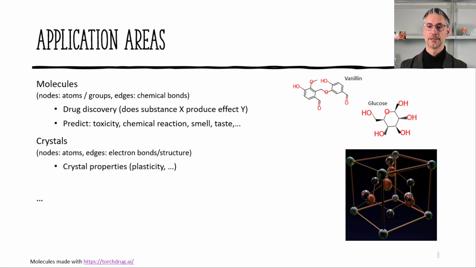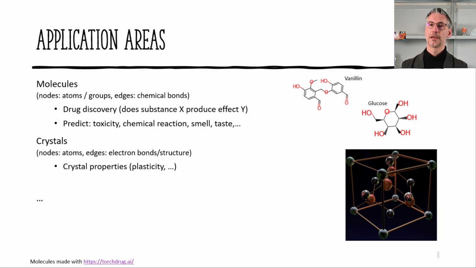There are several application ideas. For example, we can focus on molecules. Here the nodes are the atoms or groups of atoms, and the edges would be the chemical bonds. We can use graph neural networks in this application for drug discovery. So for example, does a substance X produce effect Y? Or for example, what is the taste or smell of vanillin or glucose? So these affect the whole molecule, the whole graph. We could also predict the toxicity or how well it reacts with other chemicals and so on.